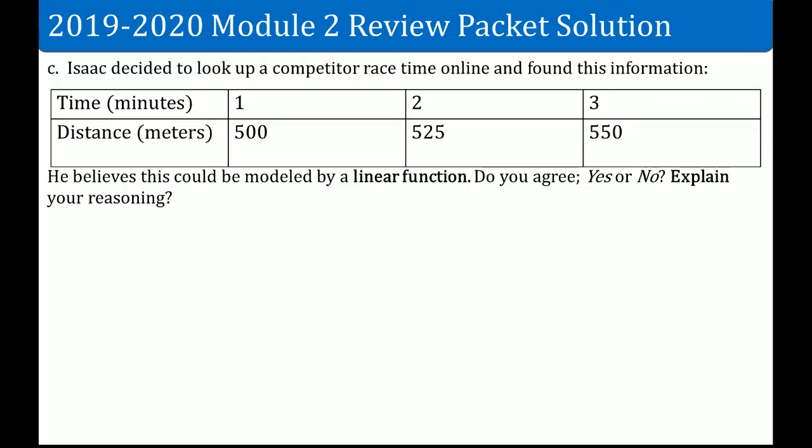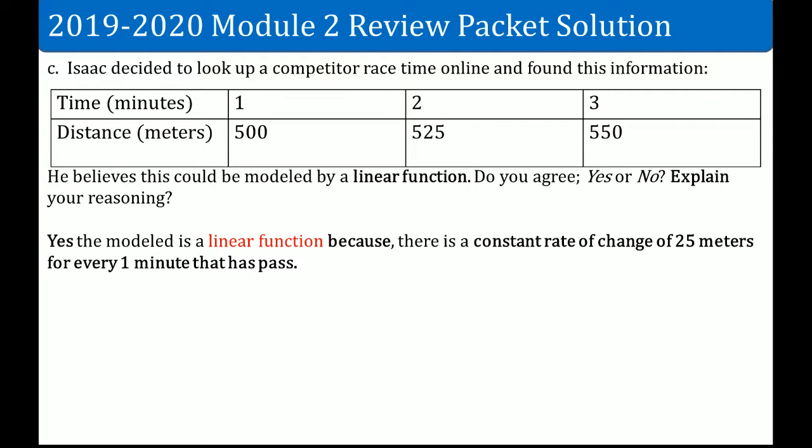C. Isaac decides to look up a competitor's race time online and finds this information. Here, at 1 minute, the runner is at 500 meters. At 2 minutes, the runner is at 525 meters. And at 3 minutes, the runner is at 550. He believes this can be modeled by a linear function. Do you agree or not agree?